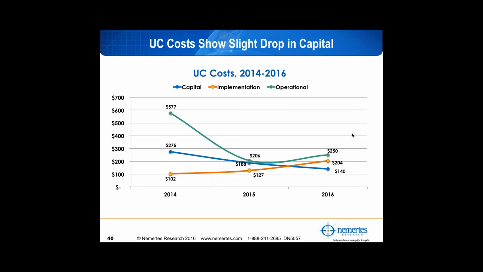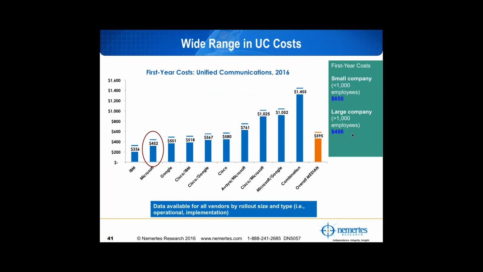Now with UC costs, so this is getting into the UC suite, integrated instant messaging, presence, web audio conferencing, unified messaging, etc. These costs had been dropping the last 2 years too, and capital continues to drop, but operation and implementation again going up, similar to what we saw with IP telephony, not quite to the extreme, but similar.